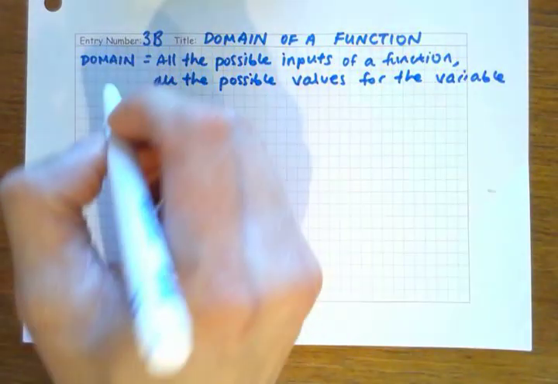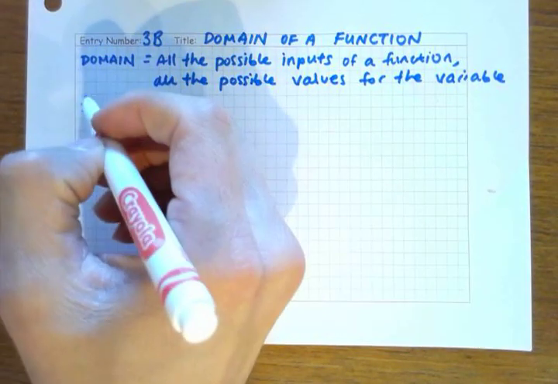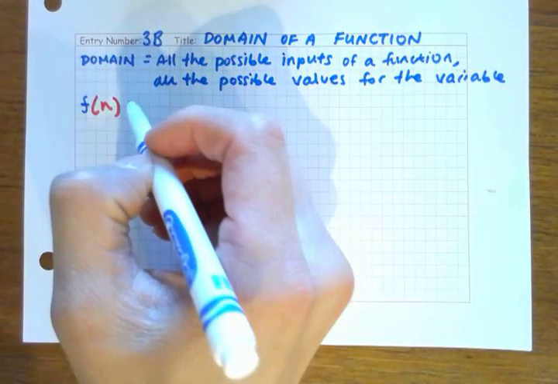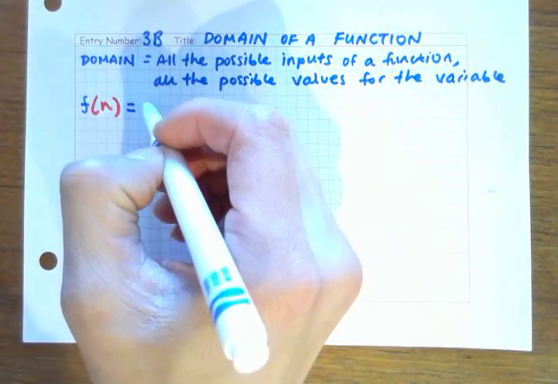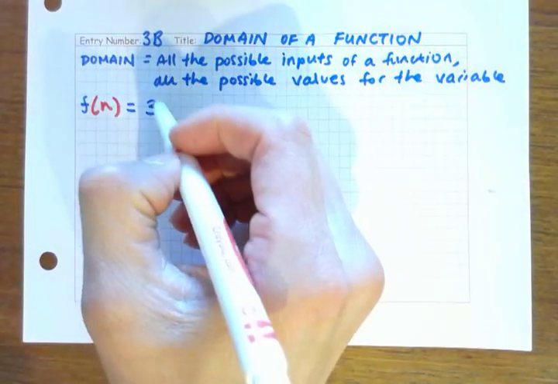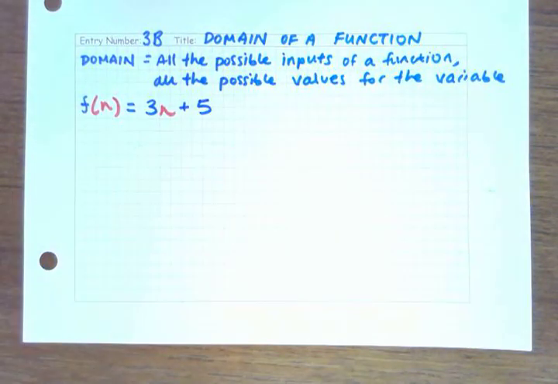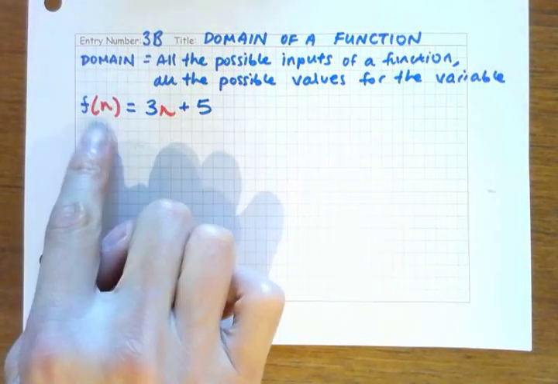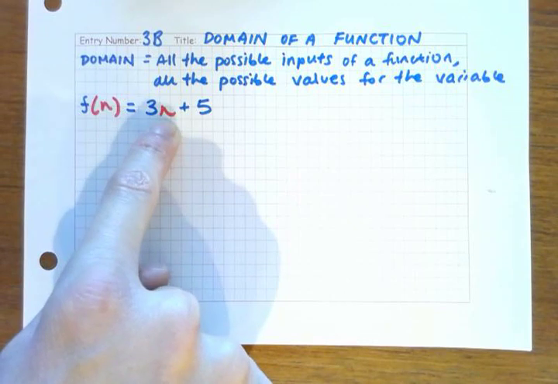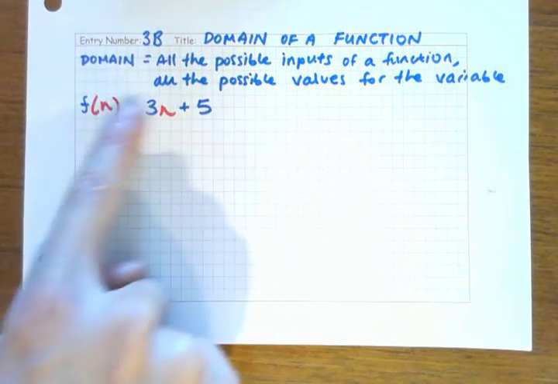So let's say we have the function f of n is equal to 3n plus 5. And so when you're trying to think of what the domain is for this function, you have to think of what are all the possible values that n could be. What are all the possible numbers that I can input in for n or substitute in for n and still make this function work.